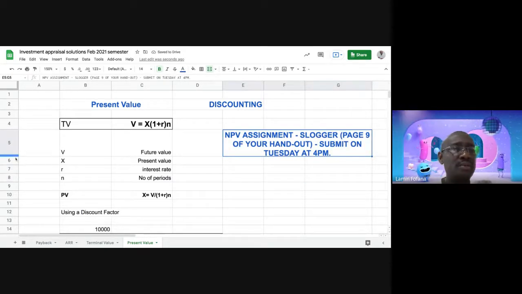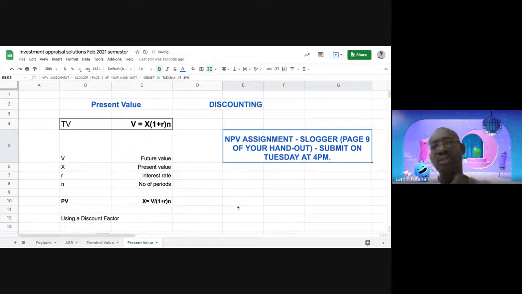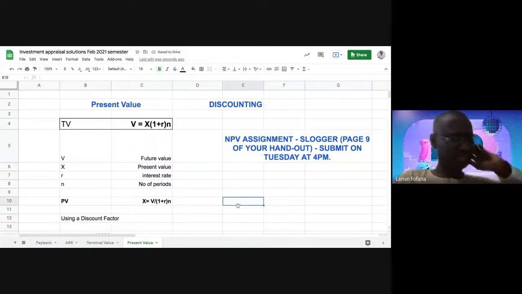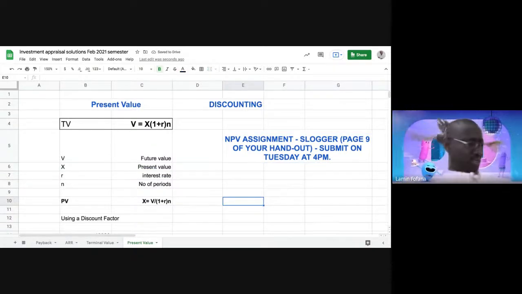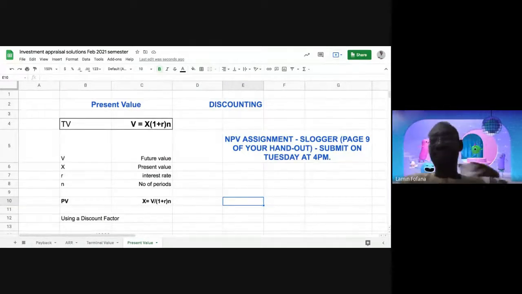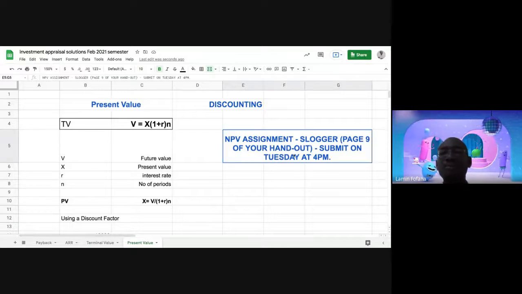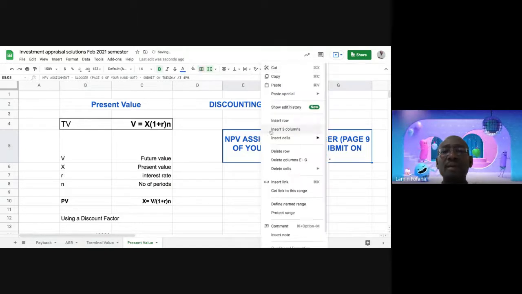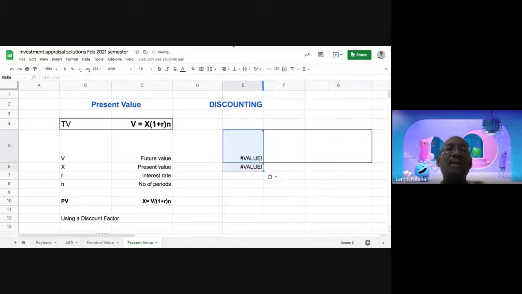So this is the assignment. Let's do it. It's a very simple one, very similar to what we have done. The only thing is you have to knock off the inflows from the outflows to arrive at your NPV. That's all you need to do. So include this as part of your main file for your assignment.